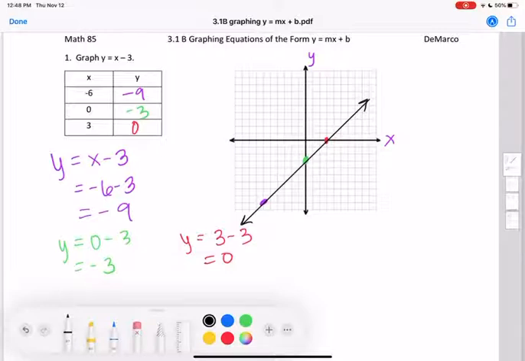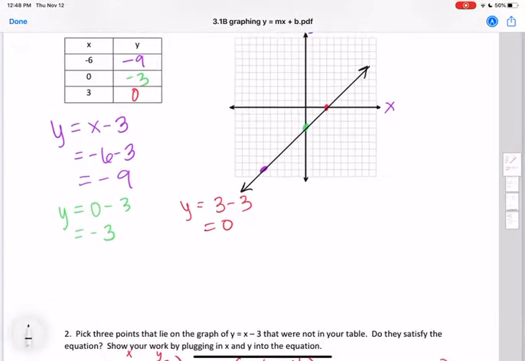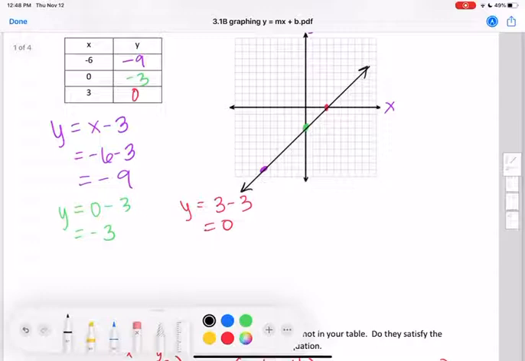For part 2 here, for this next one, it says pick 3 points that lie on the graph of y equals x minus 3 that were not in your table. Do they satisfy the equation? So satisfy means does it make it true. Show your work by plugging in x and y into the equation. So let's go and pick some points.